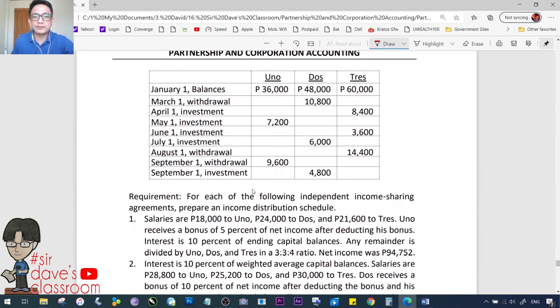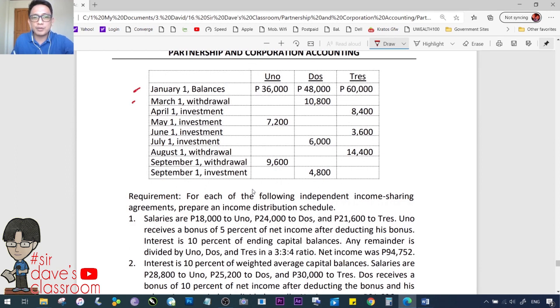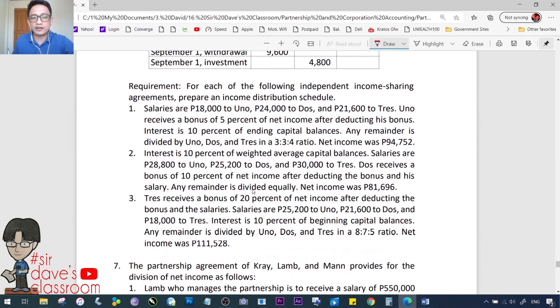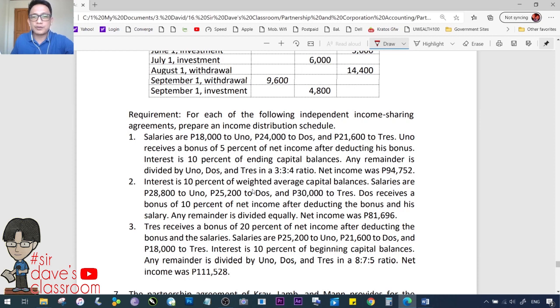1, 2, 3, beginning balance, January, March, April, May, June, July, August, September. So, nung March 1, ang may nangyari lang kay 2, that is withdrawal. Nung April 1, kay 3 lang, ang may pangyayari, that is investment. So on so forth hanggang September 1. You have here 3 requirements. For each of the following independent income sharing agreements, prepare an income distribution schedule. Hindi ka na pinagagawa ng closing entry. So, yung schedule portion lang ang gagawin natin.